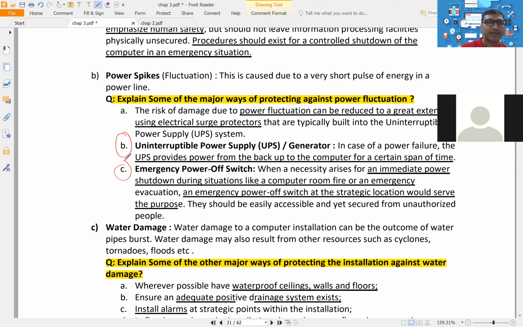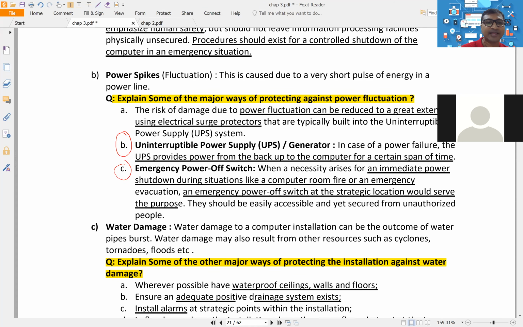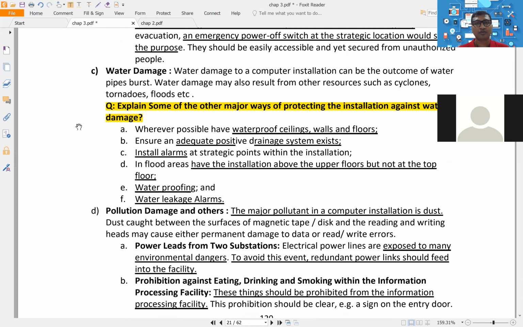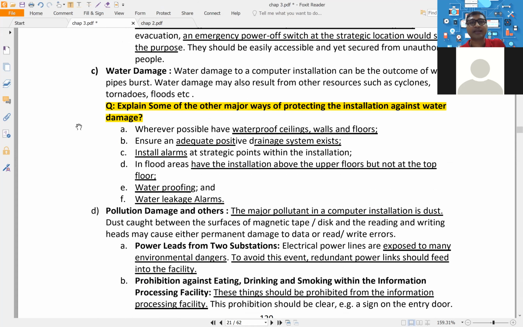Apart from that, water damage. Obviously I told you that there are so many different ways, like AC leaks, walls, the rain. Suppose water pipes are running through your wall and the pipes burst, then it is possible that water comes into the premises. Then what different solutions can we use to protect from water damage? Like waterproofing, a proper water drainage system, and alarm systems which will indicate water presence. Such things we require.